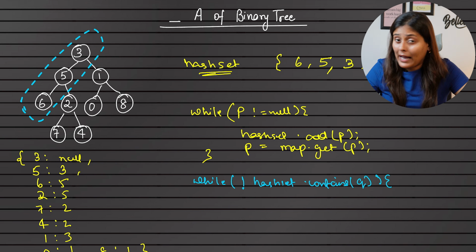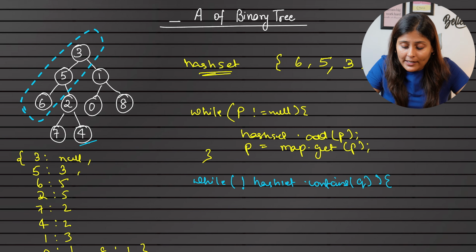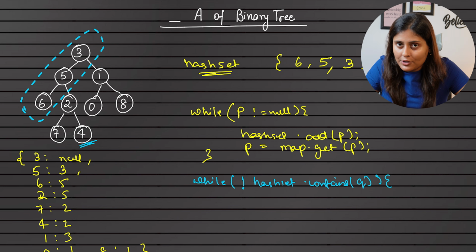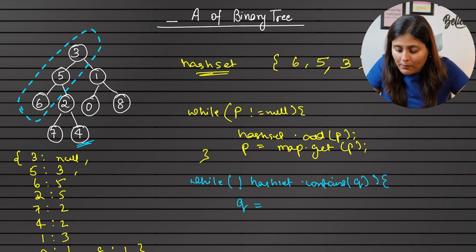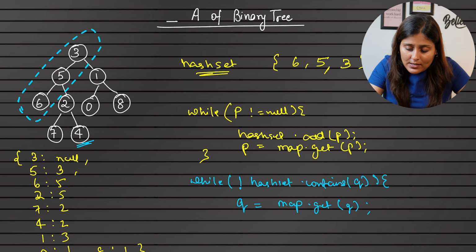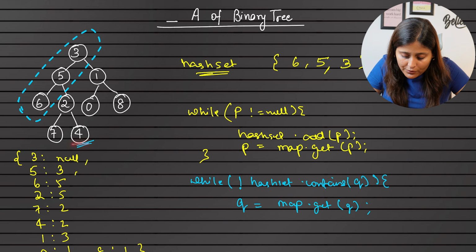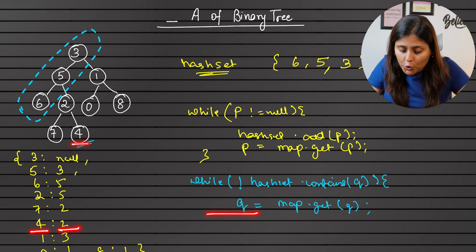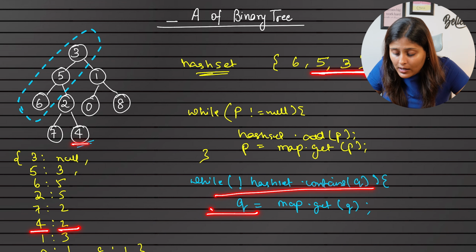We'll keep doing this. Now we are at 4, right? Is 4 present? No, it's not present. So we have to move our Q to its parent. Map dot get Q means parent of Q. What is the parent of Q? Which is 4. Parent of 4 is 2. So now Q will become 2. Again we'll check, is it there? No, 2 is not there. Now again parent of 2.